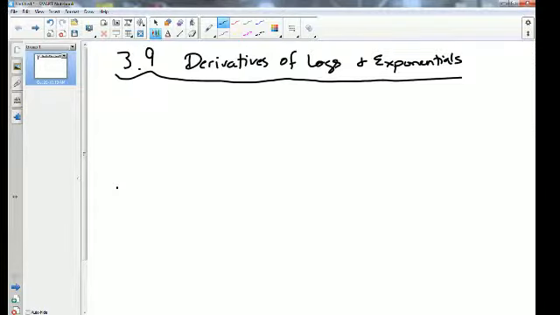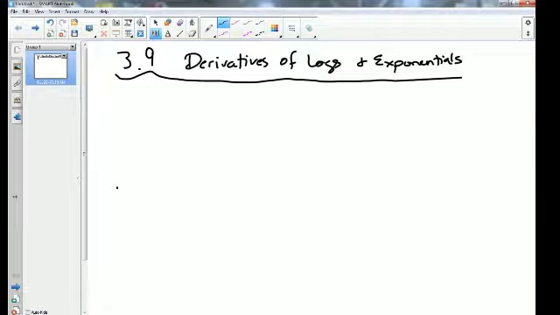So logs and exponentials are the last two types of functions that we study derivatives for. We will also do derivatives for relations, stuff that's not functions, and that's next week. So logs and exponentials are functions. They're pretty straightforward, and I think you'll probably catch on pretty quick.